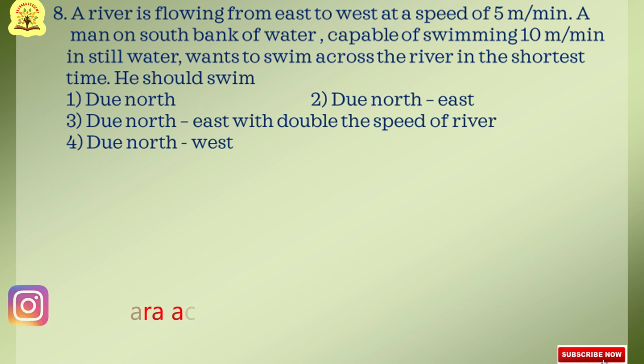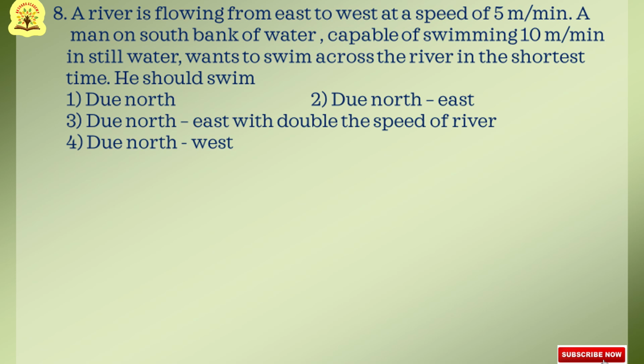A river is flowing from east to west at a speed of 5 meters per minute. A man on the south bank of the river, capable of swimming 10 meters per minute in still water, wants to swim across the river in the shortest time. He should swim: first option, due north; second, due northeast; third, due northeast with double the speed of the river; and fourth option, due northwest. Which option is correct, we have to calculate.